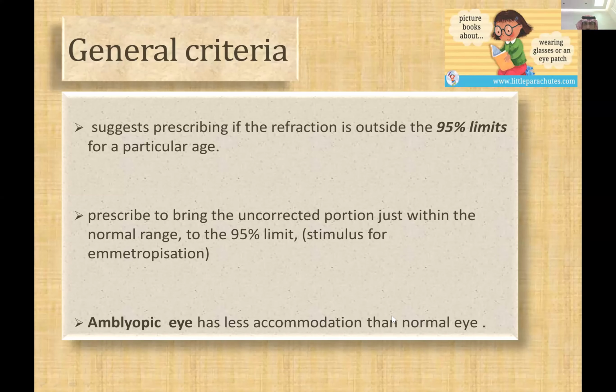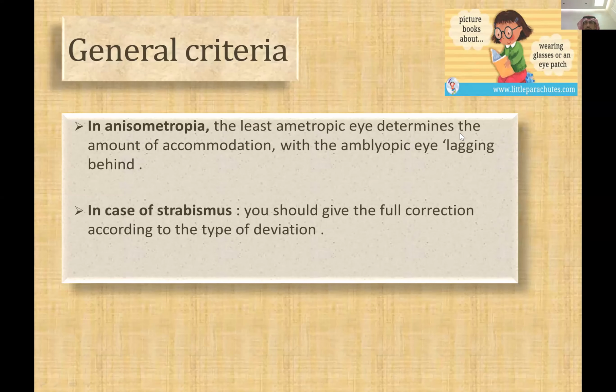The amblyopic eye has less accommodation. You have to take this into consideration when you prescribe glasses, that the amblyopic eye will not be accommodating, so you can give him more hyperopic correction. In anisometropia, the least ametropic eye determines the amount of accommodation, with the amblyopic eye lagging behind.